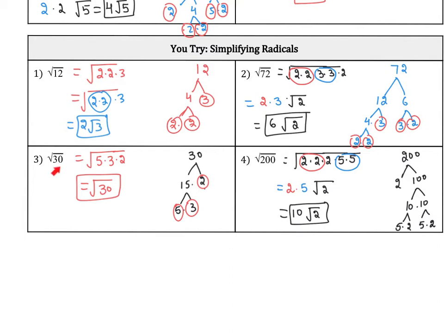Next, we're going to break down 30. So 30 is 15 times 2, and 15 you can break down further into 5 times 3. You can rewrite them under a radical symbol, 5 times 3 times 2. None of them make a pair, so you cannot take any number outside of the radical symbol. So the answer should be square root 30.